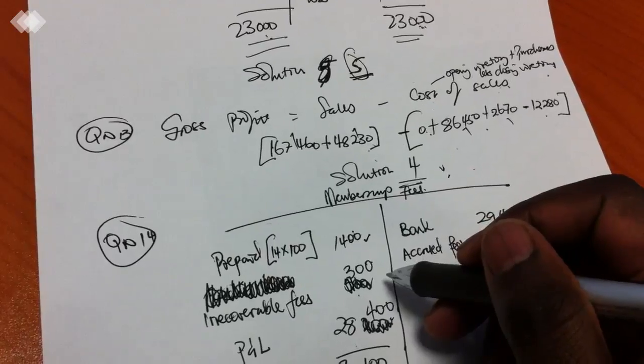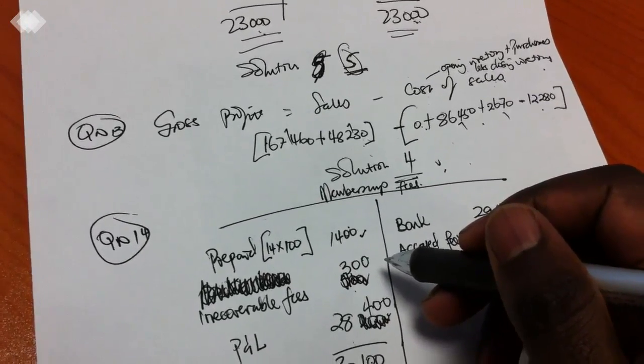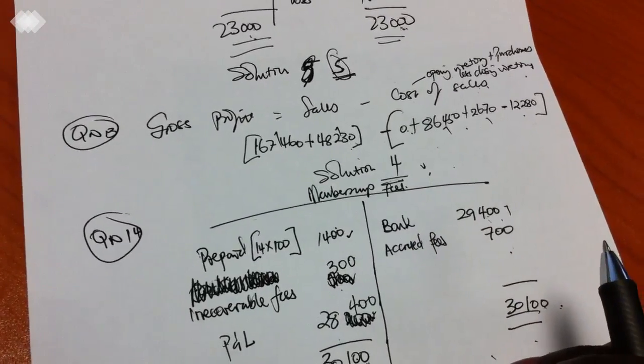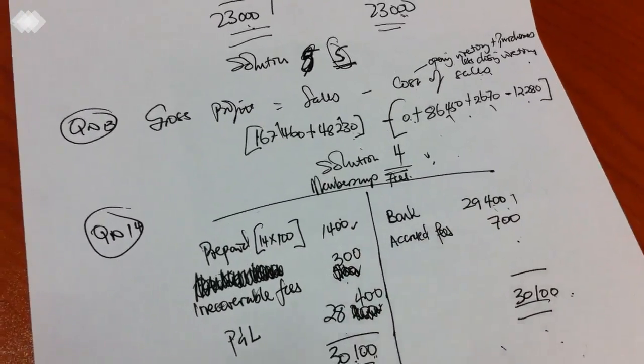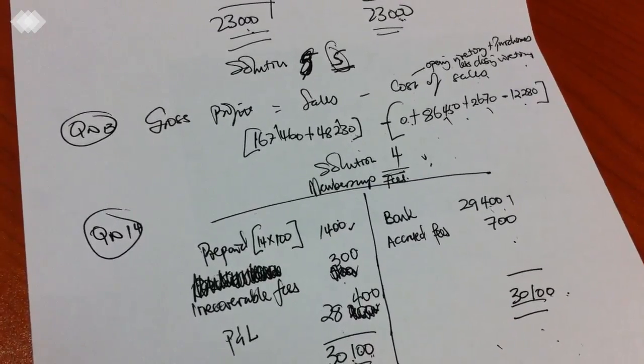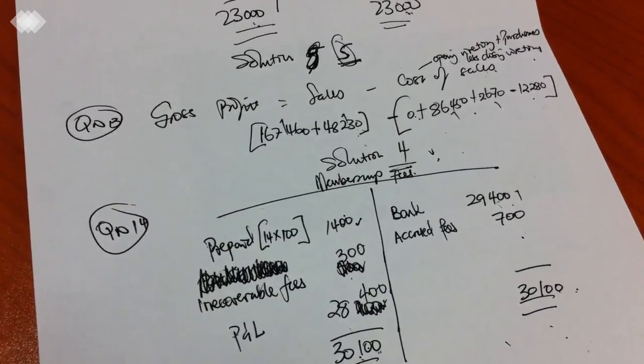28,400. If you see additional information note B, it is saying 300 of the membership fees in arrears are considered to be irrecoverable. I had put 500 there. I don't know where I got the 500 from. I hope I wasn't smoking weed. I don't smoke weed anyway.